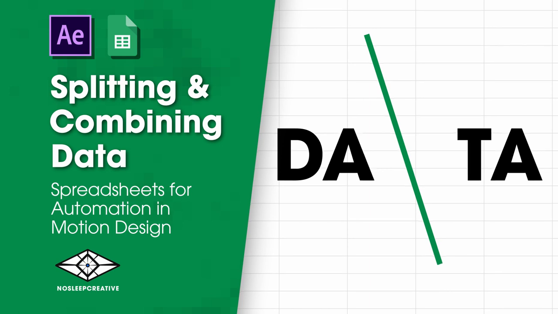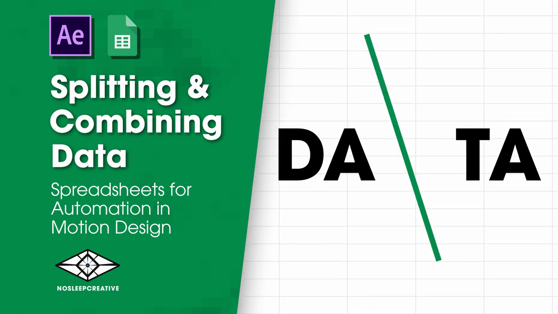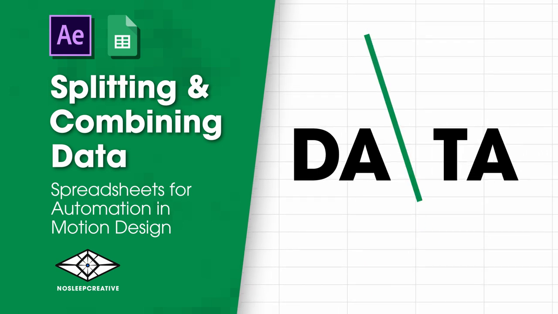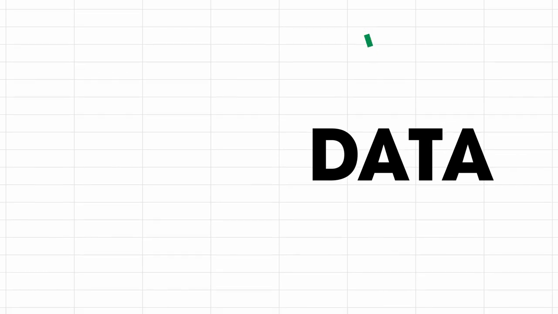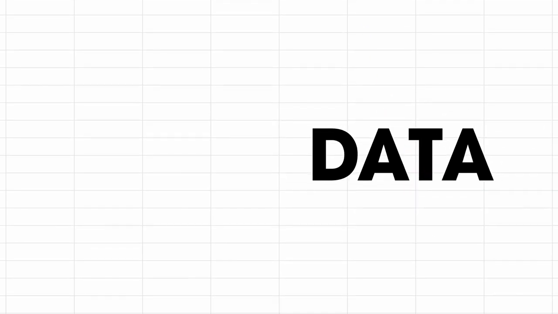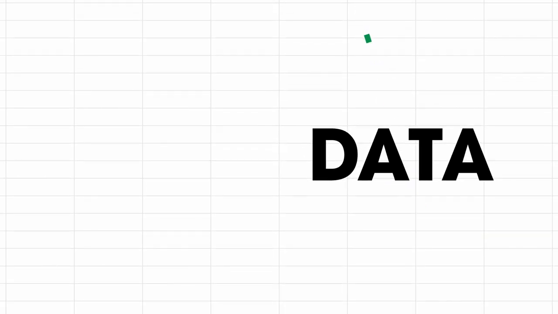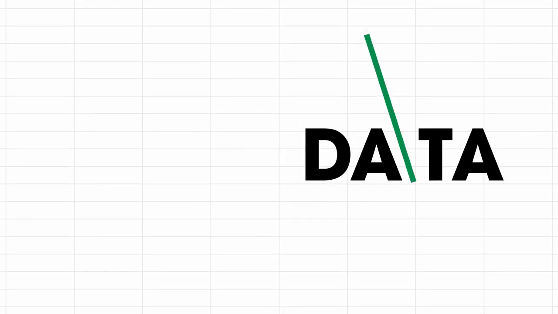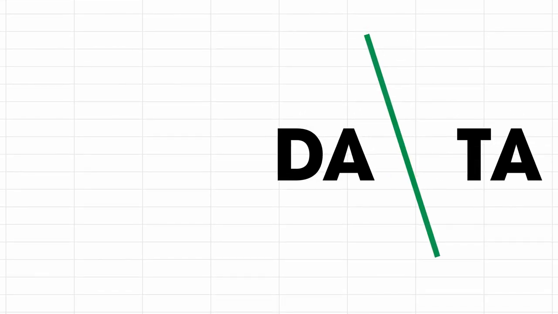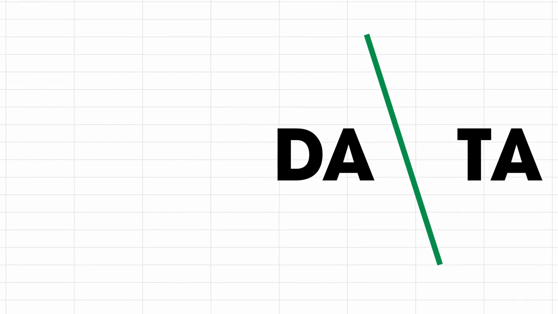Today we're going to continue on how spreadsheets play a role in automation, specifically on different techniques of splitting data and a little bit about combining text using Google Sheets formulas. If you're new to Google Sheets, please check out my Spreadsheet 101 tutorial and my previous tutorial on how automation works in After Effects. The links are in the description below.